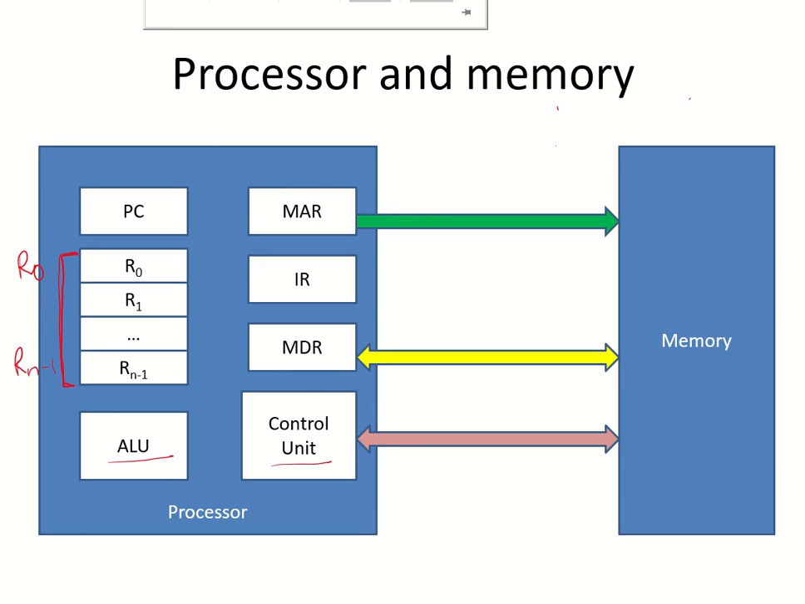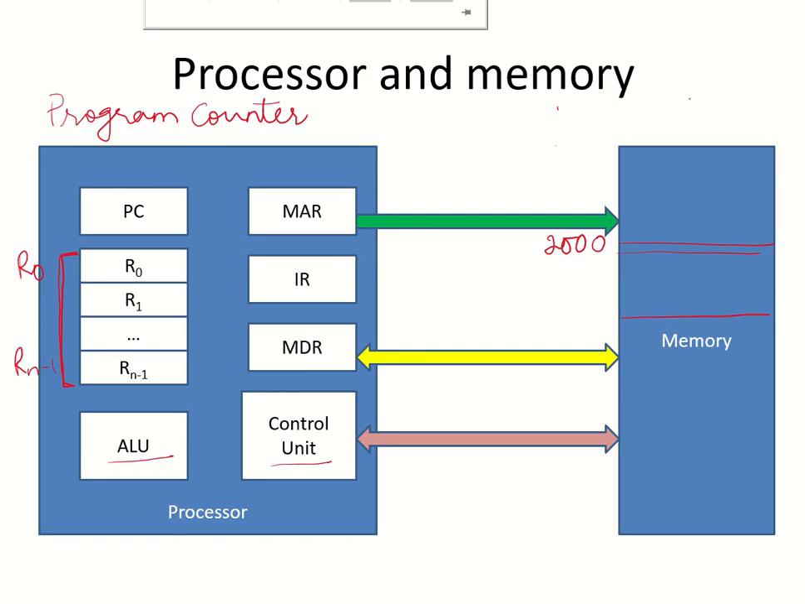This register over here, you see PC, refers to the program counter. So this PC is the program counter, which holds the address of the next instruction that has to be executed. Suppose I have brought my program over here in the memory, and the next instruction that has to be executed is at address 2000.